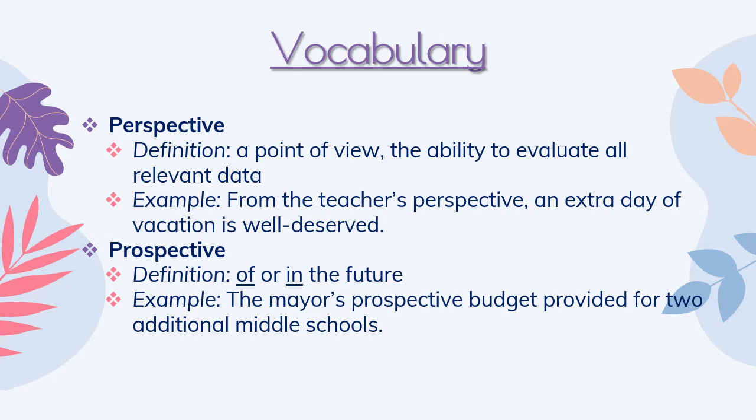So, for example, the mayor's prospective budget provided for 2 additional middle schools. So we say perspective and prospective. Prospective is of or in the future. So the mayor's prospective budget, the budget is the amount of money that they say is going to go for a certain thing. The budget that he has planned, the money that he has planned to put into the future, provided for 2 additional middle schools.